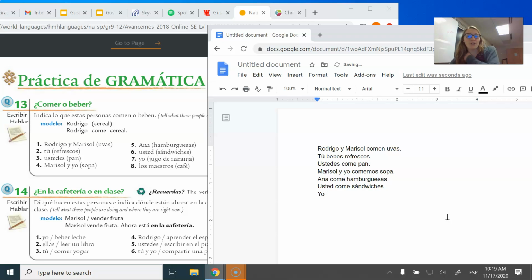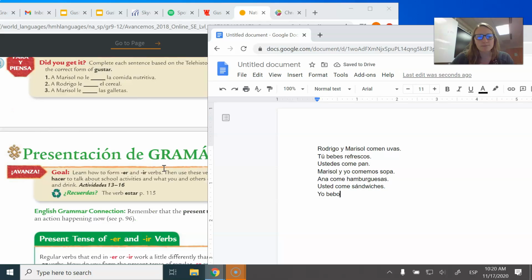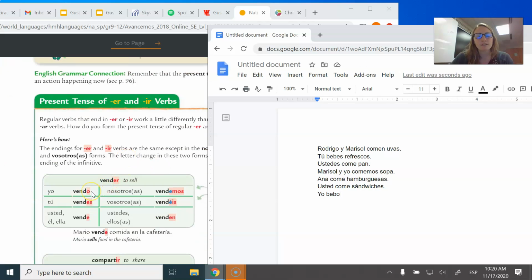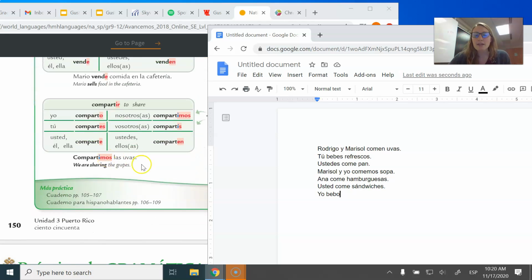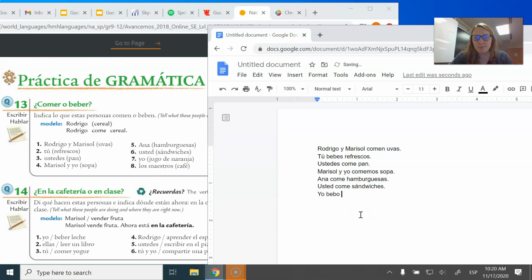Yo. Okay, this one you don't eat it, you drink it, right? So beber. Again, I'm going to write that out. Then I'm going to subtract my ER and I'm going to add the yo ending, which, thankfully enough, in the AR, ER, and IR verbs is O, right? So if we're doing an AR verb, it's O, ER, O, and IR is O. That is the only ending that they all share the same, is the yo form. So that's what we shouldn't ever mess up. Yo bebo jugo de naranja.